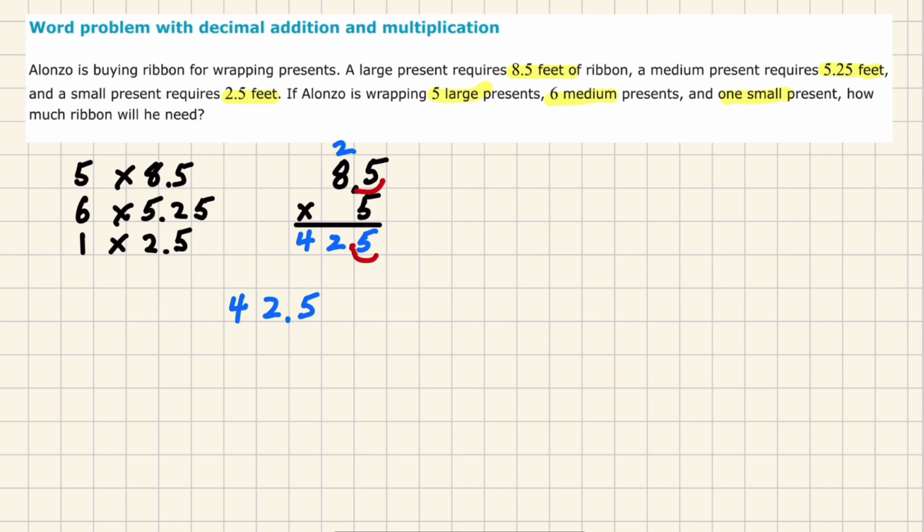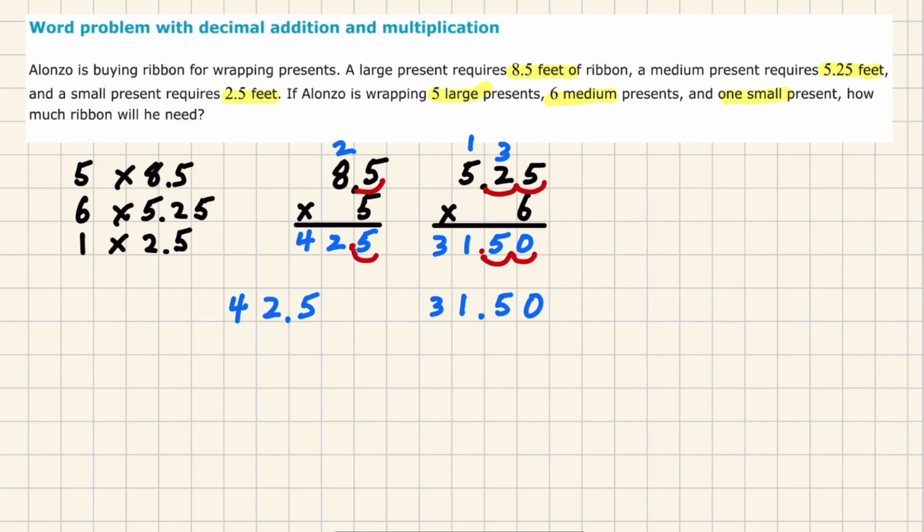Moving to the medium, each of those requires 5.25 feet, and there are 6 of them. So multiplying here, 6 times 5 is 30, carrying the 3. 6 times 2, 12, plus 3, 15. 6 times 5, 30, plus 1, 31. This time, the numbers that we are multiplying have a total of 2 decimal places, so we would also need 2 decimal places. This is 31.50. That's the amount for medium.